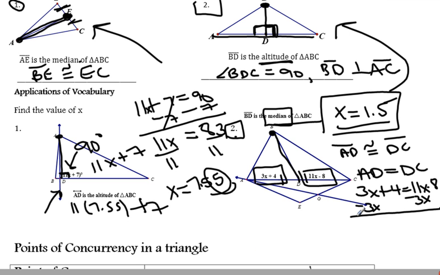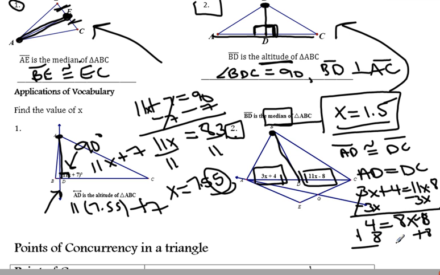And algebraically, when two sides are congruent, their measures are equal. So AD equals DC. Since these two are equal, I set them equal to each other algebraically. 3x plus 4 equals 11x minus 8. I'm going to start by subtracting 3x from both sides. I'm going to get 4 equals 8x minus 8.